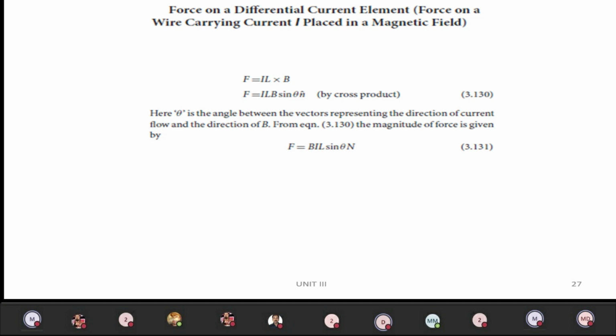So we can simply say that the magnetic force on a current carrying conductor is given by the formula F = B I L sin theta, where B is the magnetic flux density, I is the current flowing in the conductor, L is the length of the conductor, and theta is the angle between the vectors representing the direction of current flow and B.